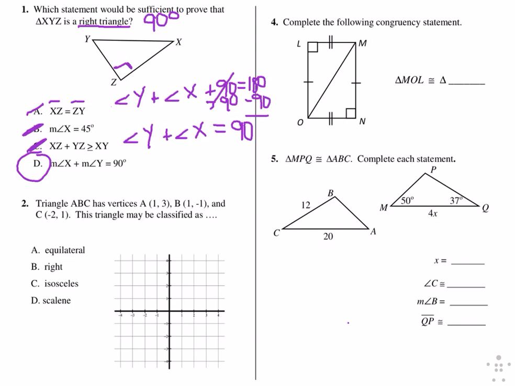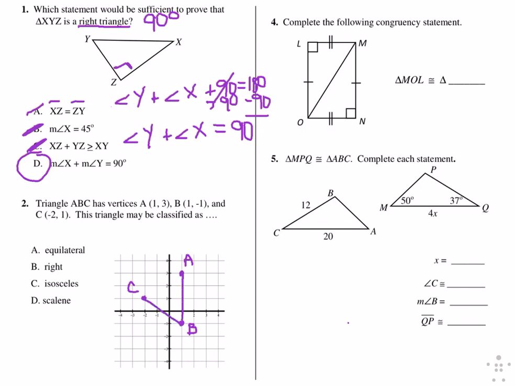Number 2 says triangle ABC has vertices where A is at 1, 3, B is at 1, negative 1, and C is at negative 2, 1. All right, let me double check that I put those in the right spot. So we have 1, 3, 1, negative 1, and then negative 2, 1. Perfect.